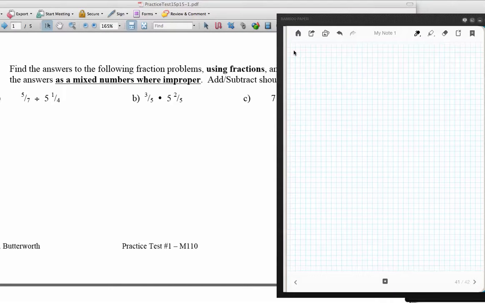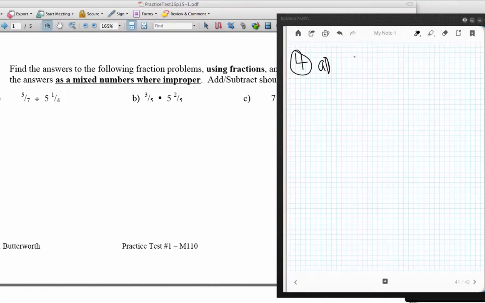This is problem number 4, so in order to remind us what we're doing, I'm going to write that up here in the corner. All right, so here we go. There's number 4. The first one that we're going to start with is A. I may only do a couple of these at a time.